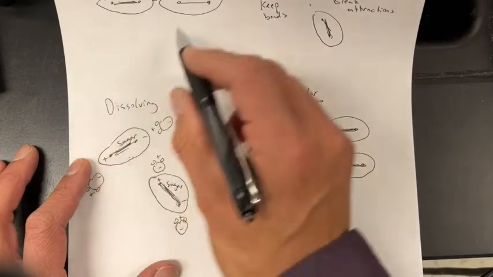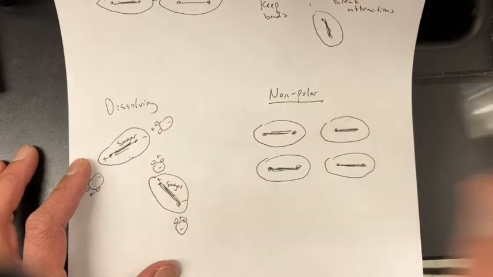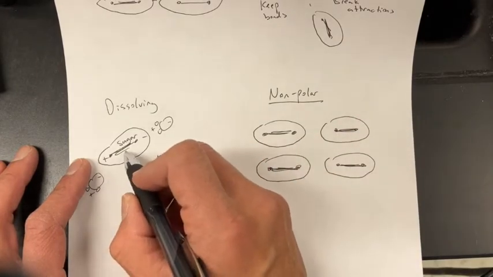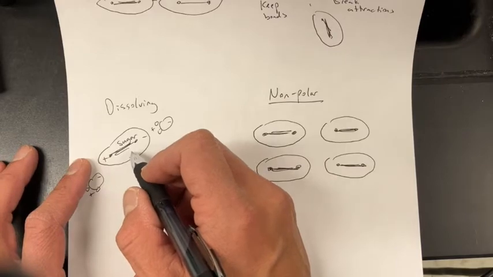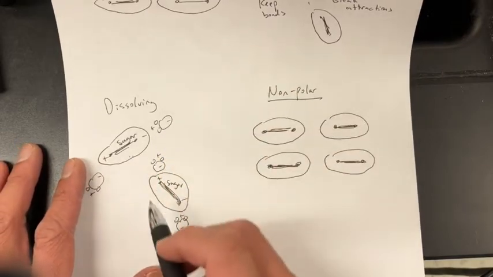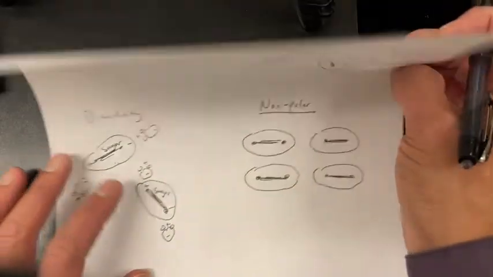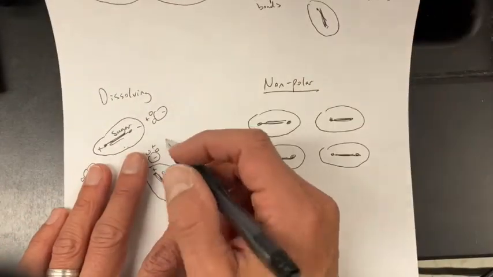I just have sugar particles floating around in the water. The only time you break a bond is if you have some sort of chemical reaction, and we're not going to do that here. So we just dissolve it, we put it in water, it can separate.